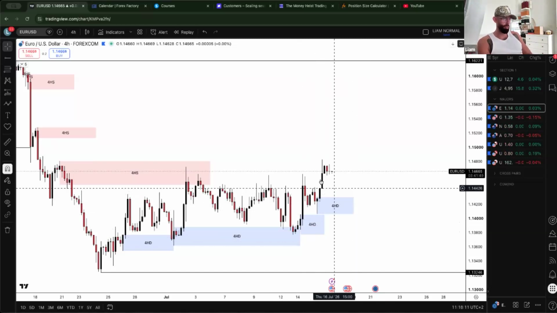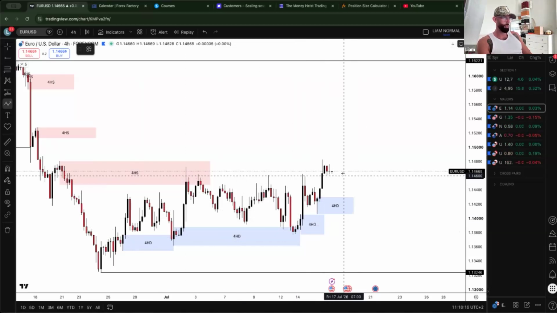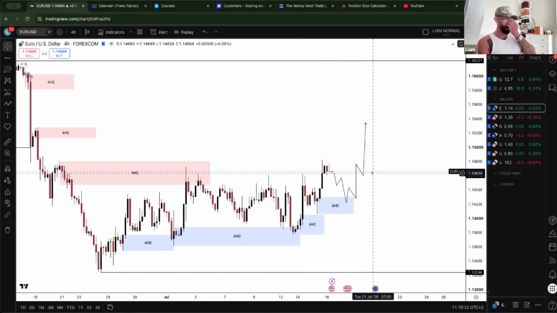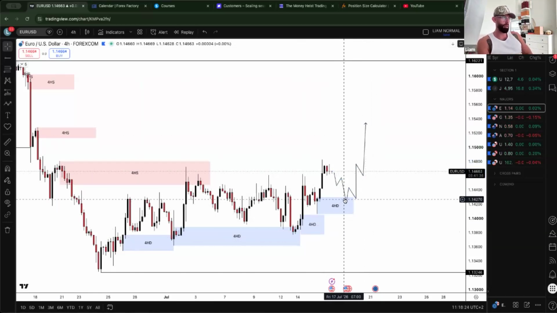I'm looking to see, we have a lot of imbalance. I'm looking to see if market can basically come into this demand and then give us a shift away from there. So ideally, that's what I'm going to keep an eye on for Euro USD.